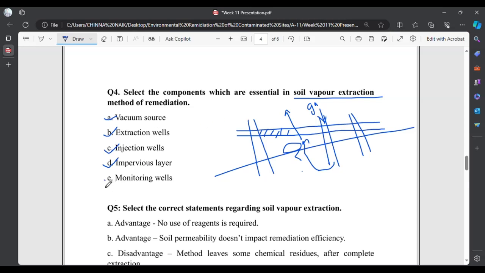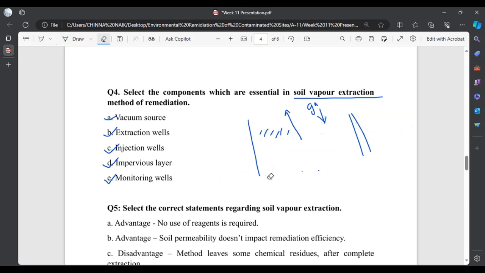And monitoring wells, yes. Monitoring wells are needed in every method, so that we can conclude whether the contaminant concentrations are increasing or decreasing. Only with the help of monitoring wells can we measure the concentrations. So the answer for this question is that all options are right.